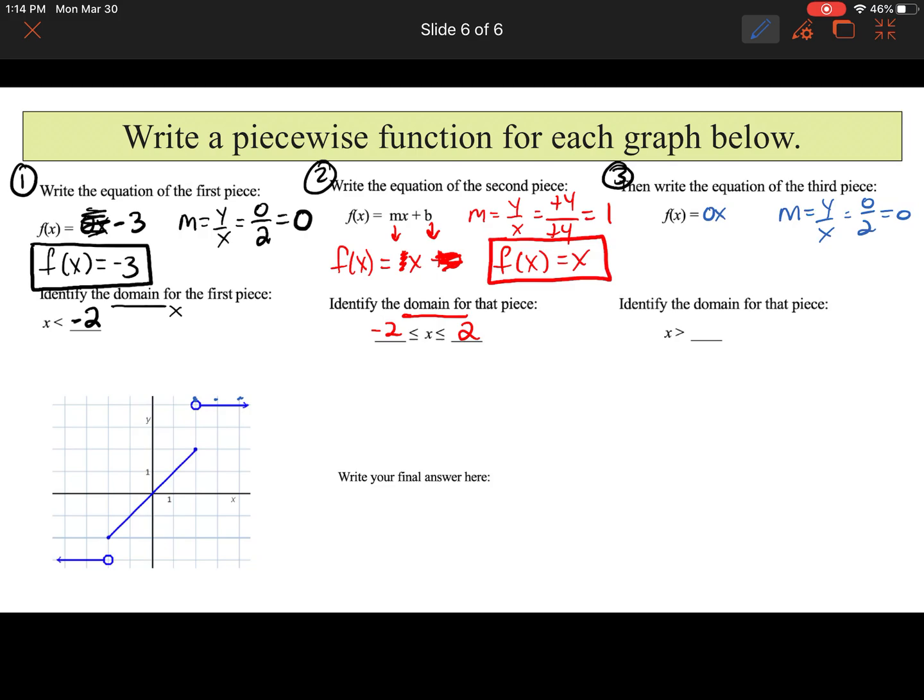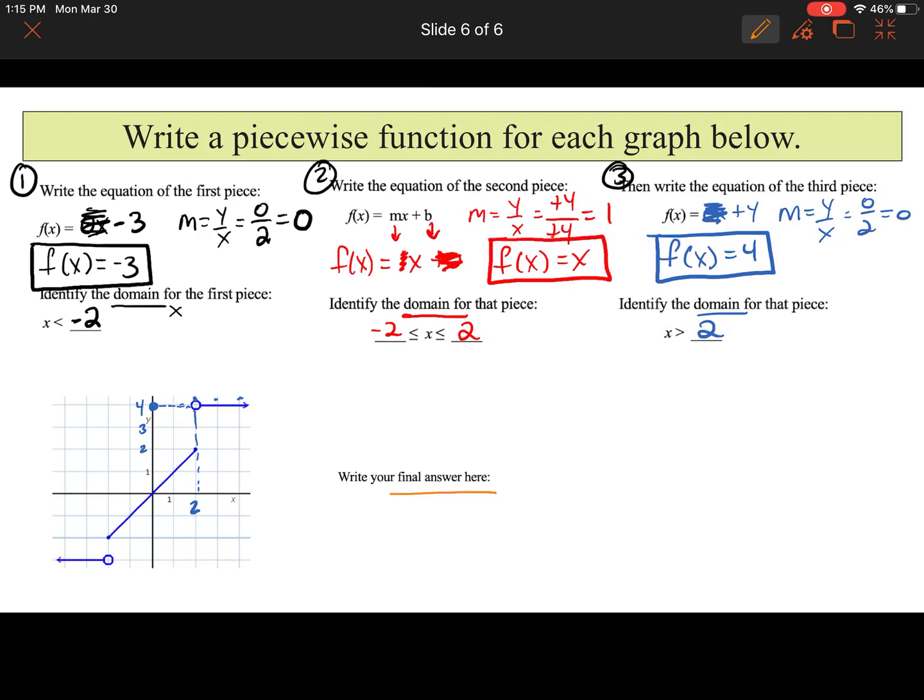Okay, so we have 0x, and now we find the plus b. Where would this cross the y-axis? Right here, which is y equals 1, 2, 3, 4. Y equals 4. So if we clean this equation up, I don't need 0x. 0 times x is 0, so we get rid of that. F of x equals 4. Identify the domain for that piece. Well, all of the x values are greater than, let's see, 2. So x is greater than 2.